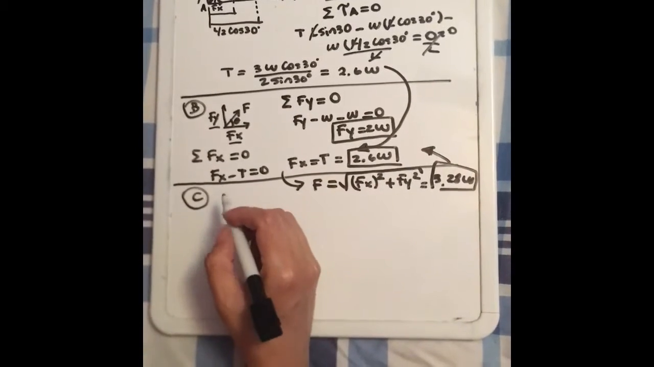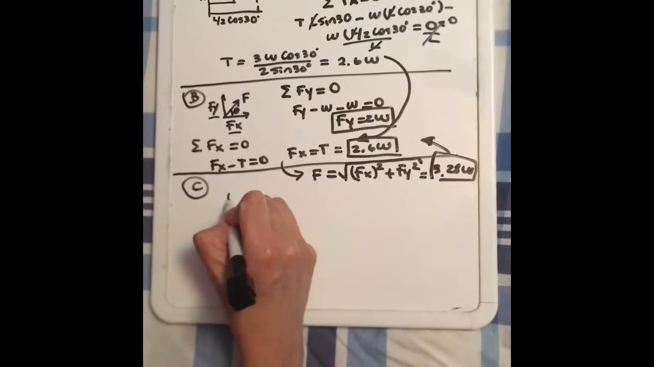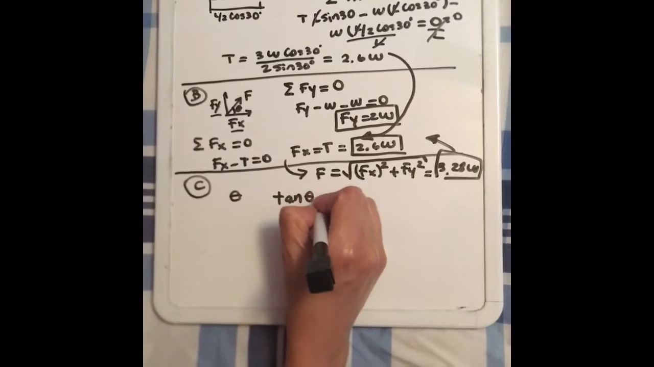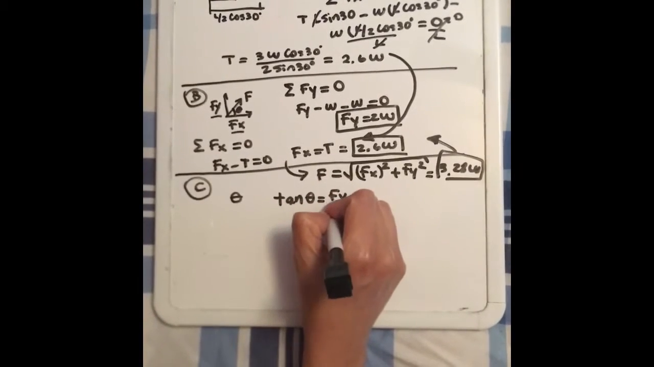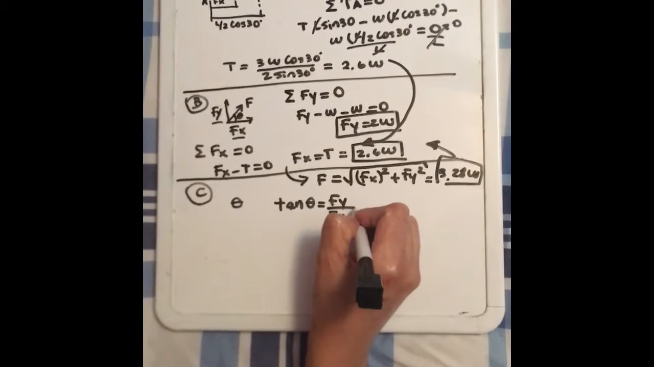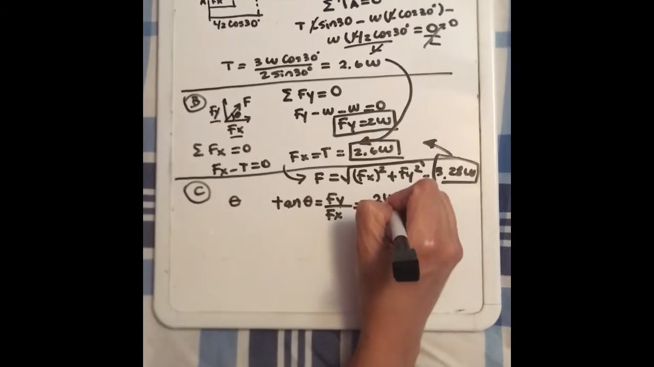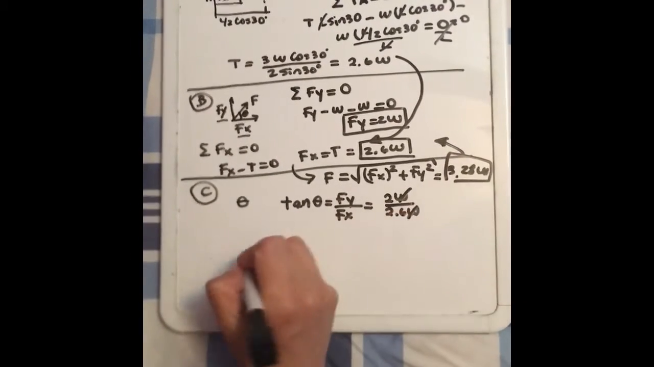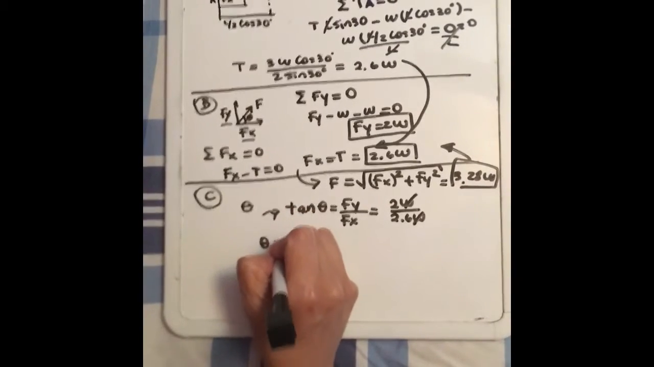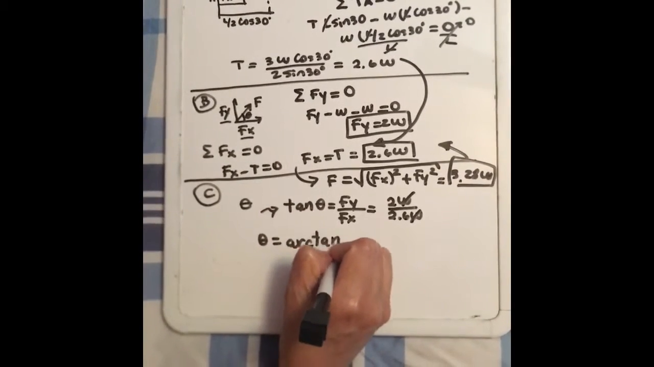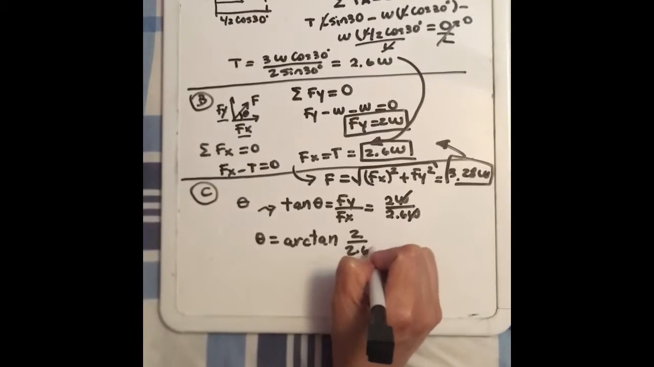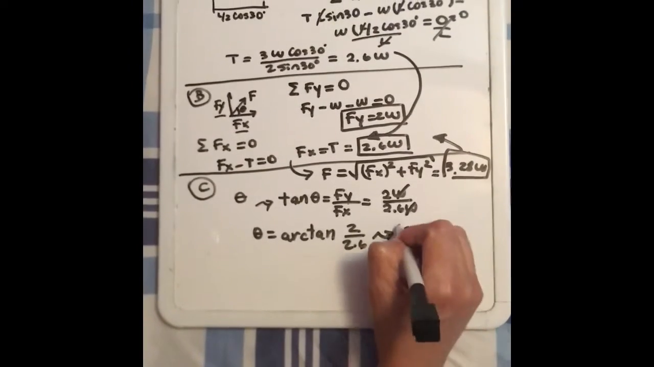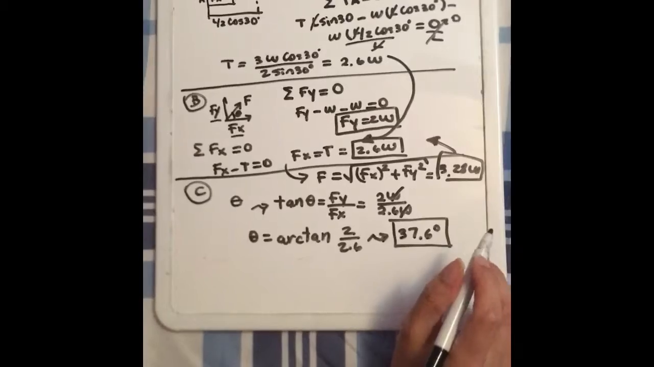Now for part C, we need to find the angle theta. We know the tangent of theta is going to be the component of f of y over f of x, which is equal to 2W over 2.6 W. Canceling this out, theta is equal to the arc tangent of 2 over 2.6, which is equal to 37.60 degrees, the direction of the force. Thank you.